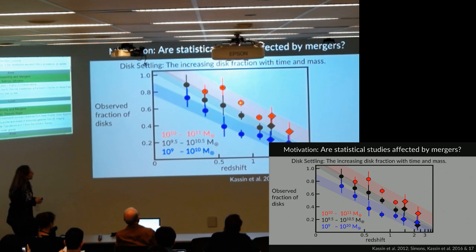At any point in time, the most massive systems have the highest disk fractions. So we wondered, could we be duped into thinking a lot of these are disks when they're actually mergers?